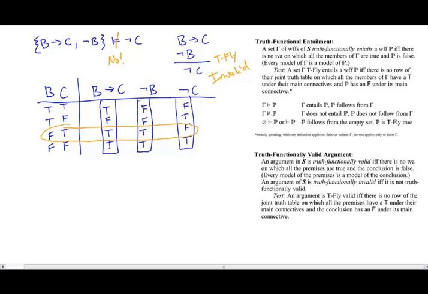This concludes Chapter 3, Video 2, in which we discussed the various ways to use truth tables to test for semantic properties of formulas, pairs of formulas, sets of formulas, and arguments.